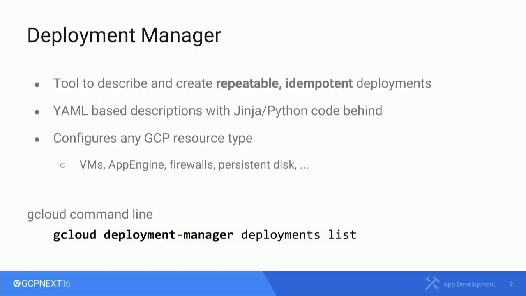Okay, so what is Deployment Manager? Deployment Manager is our tool in Google Cloud Platform to create repeatable, idempotent deployments. Okay? It's got a simple YAML-based, so human-readable, description language with Jinja and Python code behind, so it's extremely flexible. And as I said before, it can configure any GCP resource type. So you're no longer constrained to just VMs. We can do Kubernetes, App Engine, IP addresses, firewalls, the whole range. And we've got a great gcloud command line built in.